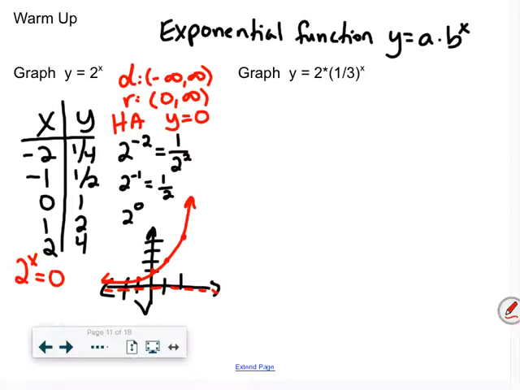Okay, so let's do it again with this one. If I have y equals 2 times 1/3 to the x. Well, let's go back to this one. Do you notice that's exponential growth? Growth is it's rising from left to right. So we're going to see what happens here. Again, I'm going to do negative 2 to 2.